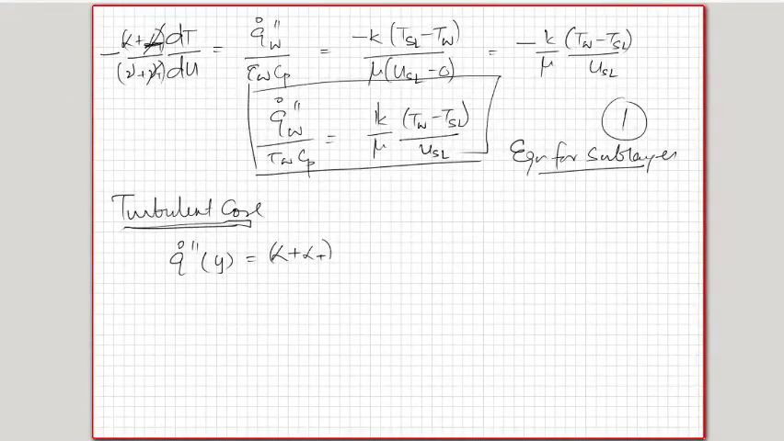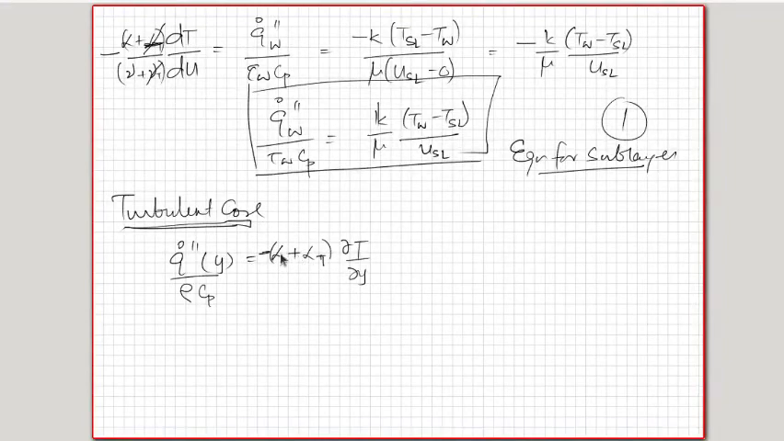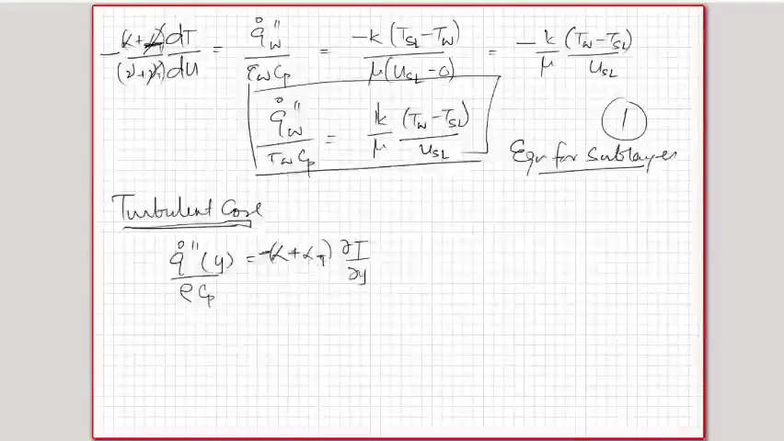This q dot divided by rho Cp would be equal to alpha plus alpha t, with a negative sign, multiplied by del T by del y at any location. Because this is the equivalent conductivity, which will be alpha plus alpha t, which is k by rho Cp in an equivalent sense.